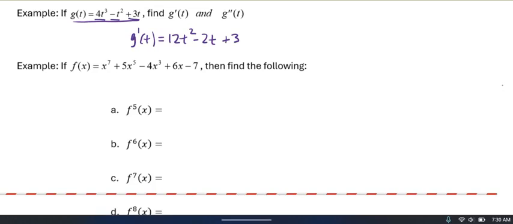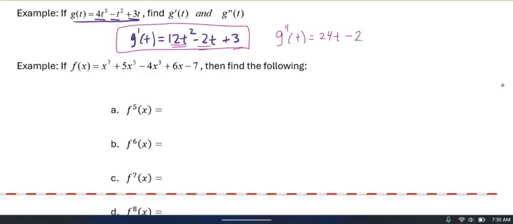So for the second derivative, all you're going to do is look back at the first derivative. You're not going back to the original function. And so we're going to do a term at a time. First term, bring the power down, 12 times 2, reduced by 1. And the second term, bring the power down, reduced by 1. And the third term is a constant, so it's just 0. That's my second derivative right there. And you could just similarly find third derivative, fourth derivative.